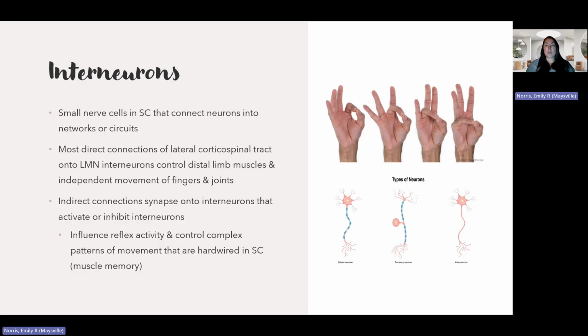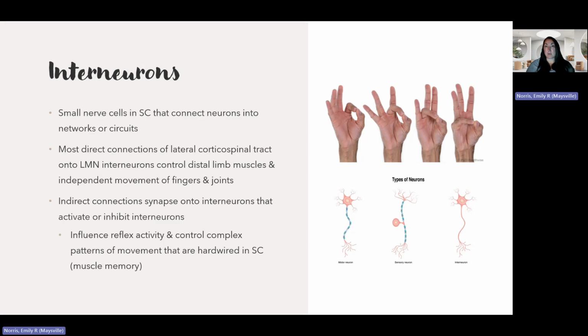Interneurons are small nerve cells in the spinal cord. They connect neurons into a network or into circuits. Most direct connections of the lateral corticospinal tract onto the lower motor neuron interneurons control distal limb movements and independent movements of fingers and joints. Indirect connections synapse into interneurons that activate or inhibit interneurons, and they influence your reflex activity. They control complex movement patterns that are hardwired into the spinal cord.